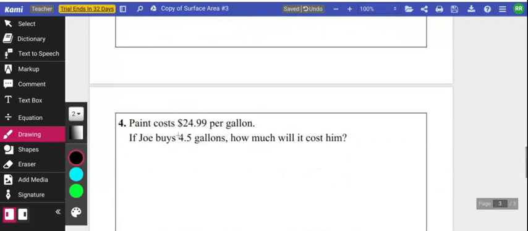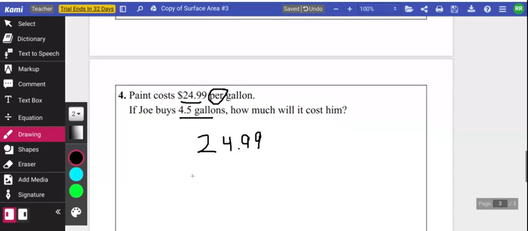Okay, last one here. Paint costs $24.99 per gallon. Okay, which means you're going to multiply $24.99 times the number of gallons. And Joe bought 4.5 gallons. And so you multiply the cost of a gallon, which is $24.99, times the number of gallons. So 4.5. So $24.99 times 4.5, and that would give me the cost for 4.5 gallons.